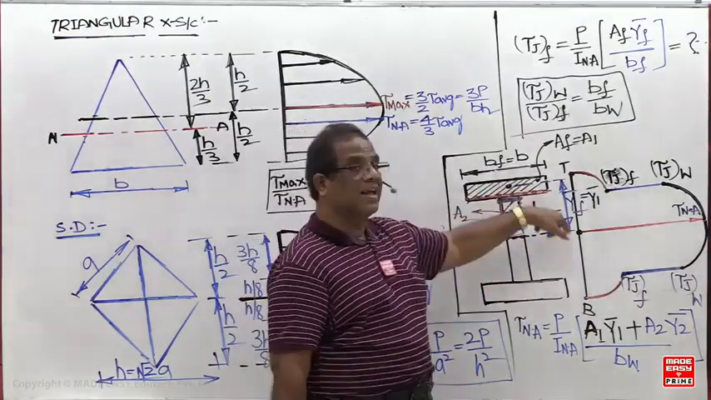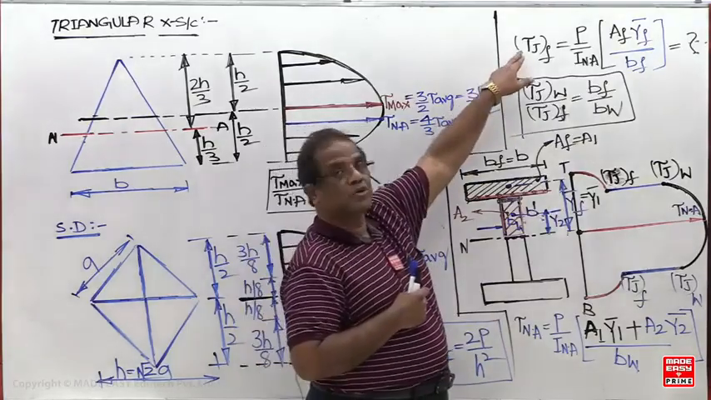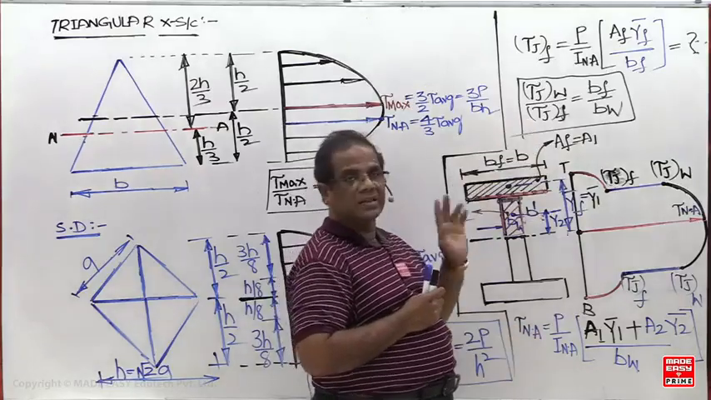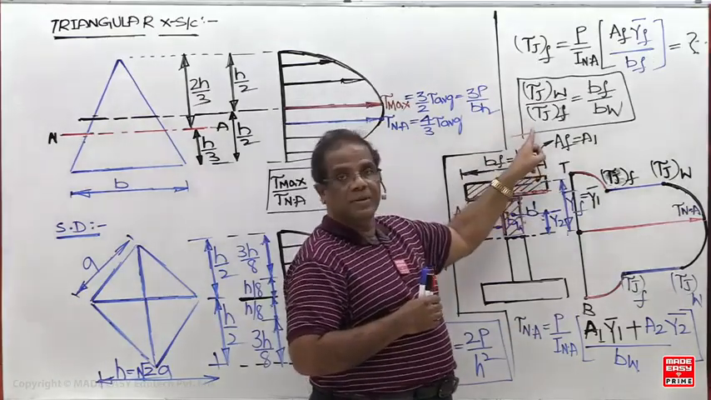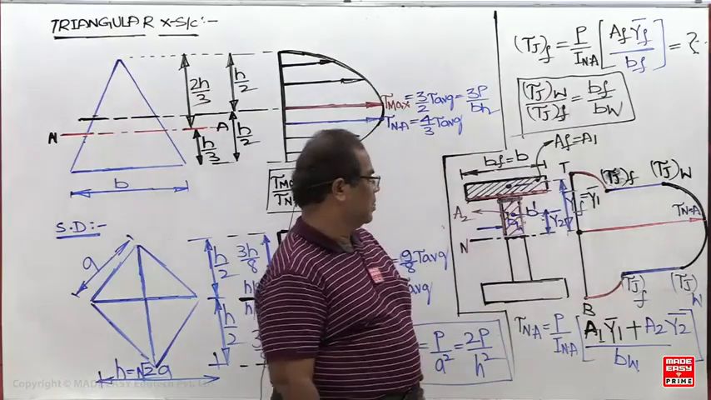So if we want to draw this variation, how many calculations are required now? We have to use this generalized formula 2 times. One is for the bottom of the flange, the other one is the neutral axis. How do we find the top of the web? The top of the web you can calculate by using the ratio of the widths.